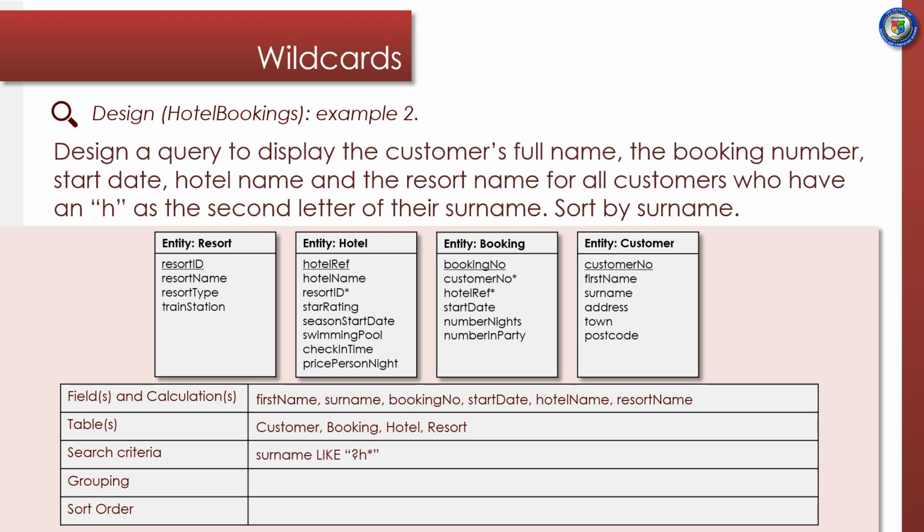Our criteria will be surname like question mark H asterisk. Remember, the question mark means there's a single character. We are ensuring the H is returned as the second character of the surname, followed by our asterisk, which means we can have 0, 1 or many characters thereafter that H. In this case there is no grouping, but we are sorting in surname ascending order.